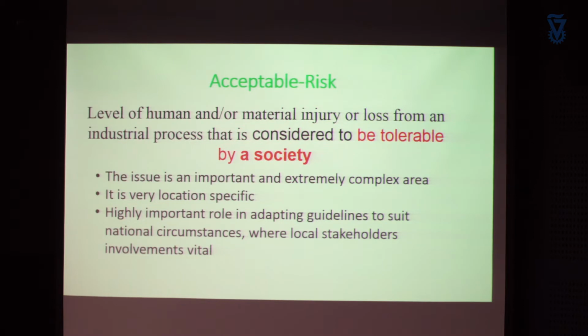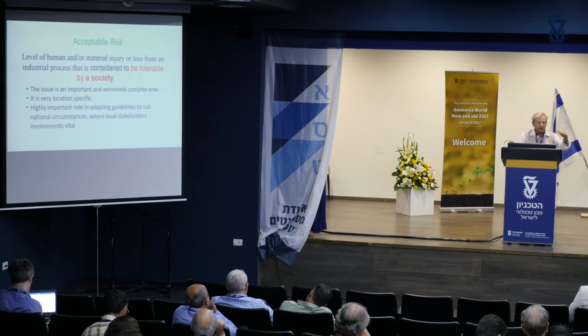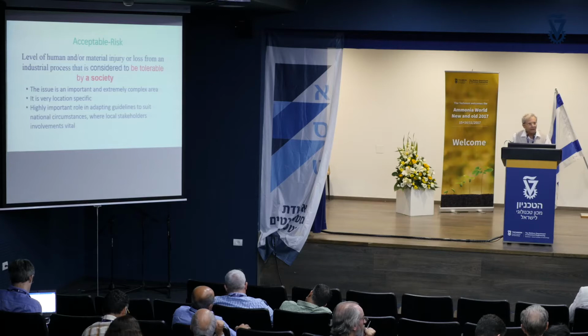Acceptable risk is the risk that the public in a certain area is ready to accept in light of the pros and the cons that are presented to them in this area. And the issue is very important because the acceptable risk is really the upper limit of risk that we can have in the area. And it has an important role in the design of industries and business plans in the area.